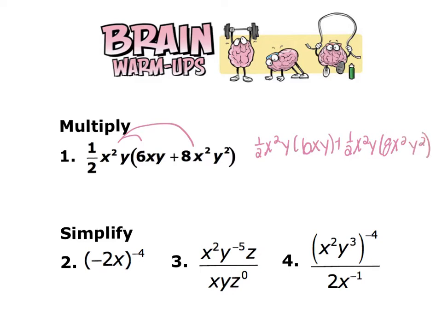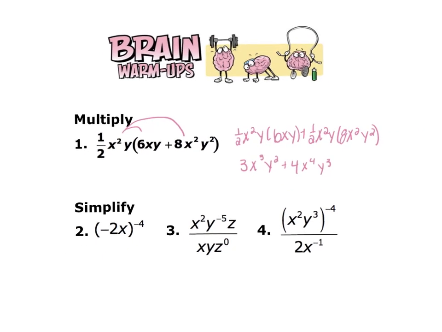And then remember, I'm going to multiply my numbers together. So 1/2 times 6 is 3. X squared times x is x cubed. And y times y is y squared. 1/2 times 8 is 4. X squared times x squared is x to the fourth. And y to the first times y squared is y to the third.